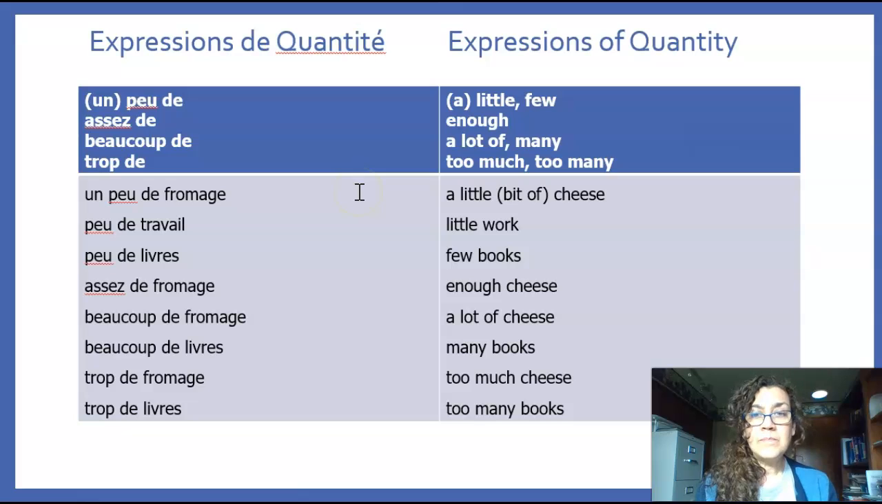Okay, so a little cheese, or in English we tend to throw in the words bit of, a little bit of cheese. Un peu de fromage. Répétez, un peu de fromage. In the second example, we're leaving off the word un, so that just means little. Okay, peu de travail. Few books. Peu de livres.